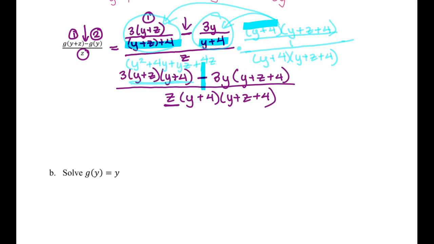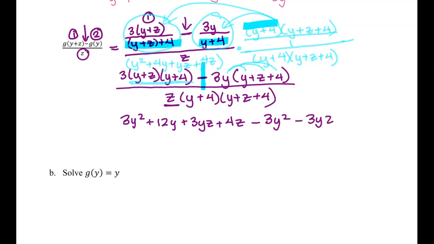And then the reason I wanted to sneak that in is because I also have to distribute the 3 through. So I'm going to go ahead and do that here because I don't have a ton of room. So I see a 3y squared plus a 3 times 4, so 12y. Plus a 3yz plus a 4z. And then I need to distribute a negative 3y through the second set of parentheses. Very careful with the negative. Missing a negative is the most common mistake here. So I have a negative 3y squared minus 3yz minus 12y.